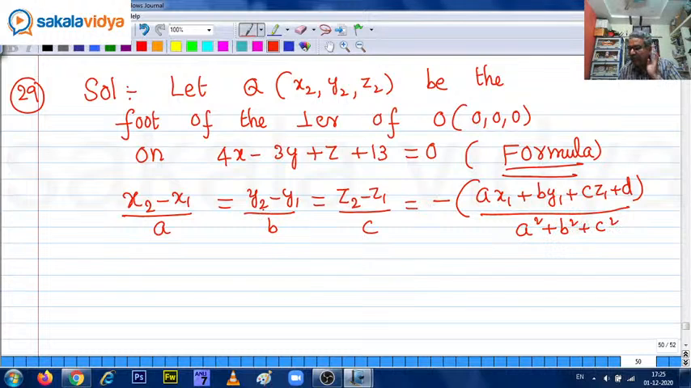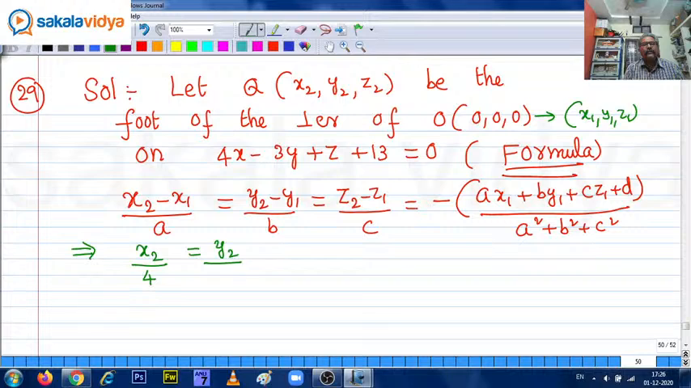This is the formula to find the foot of the perpendicular on the plane. x2 minus x1, y1, z1. x2 minus 0 upon 4, y2 minus 0 upon the y coefficient, minus 3, z2 upon 1, equal to, substituting in this one 0, 0.